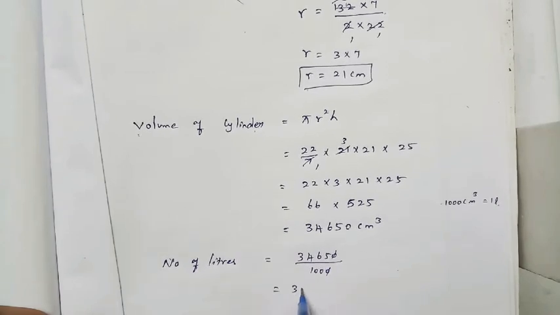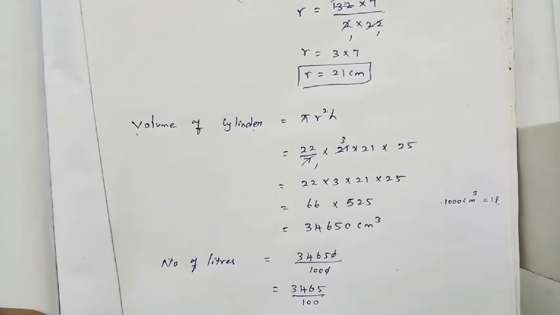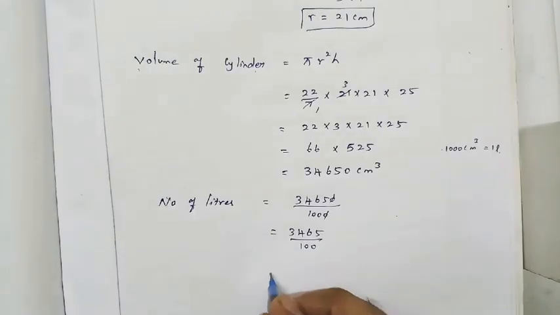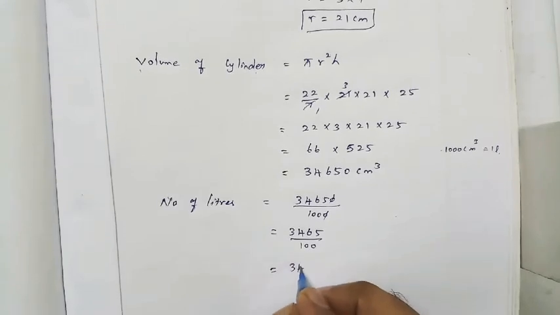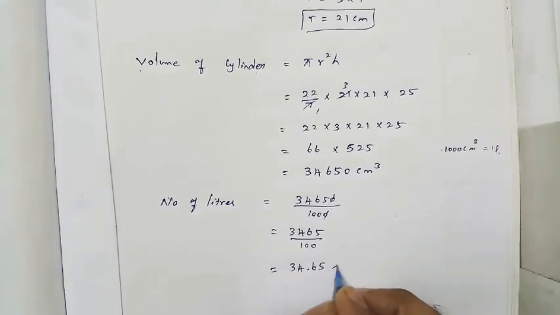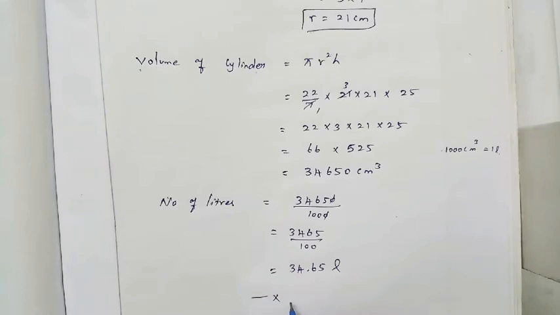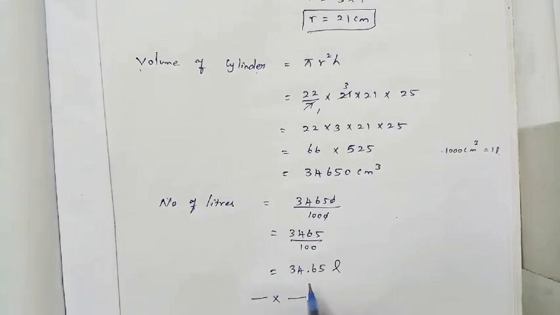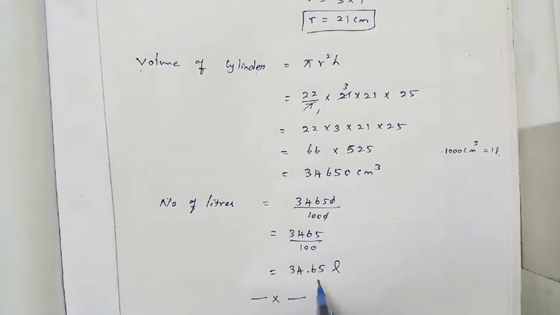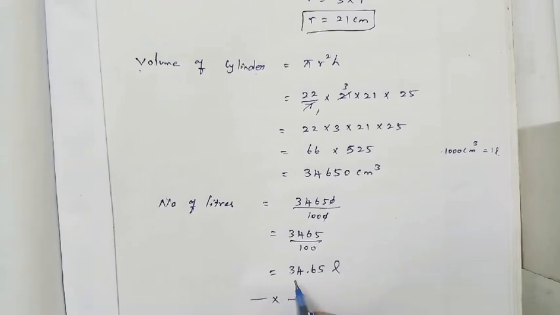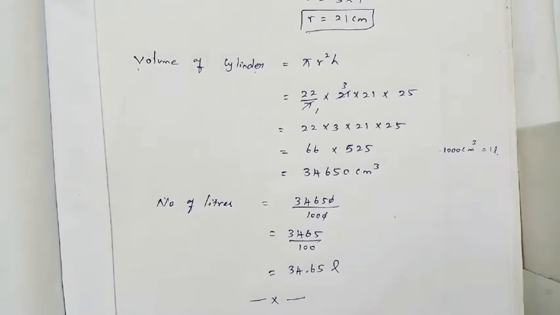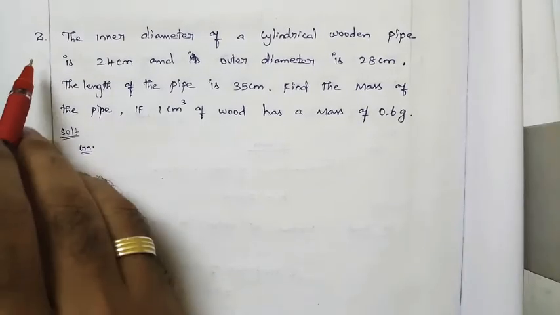So 3465 divided by 100, right? Divided by 100 means 2 digits before, we want to put a point, right? So it is equal to 34.65 liters. So the number of liters in the cylindrical vessel is nothing but 34.65 liters, right? Sum number 2.